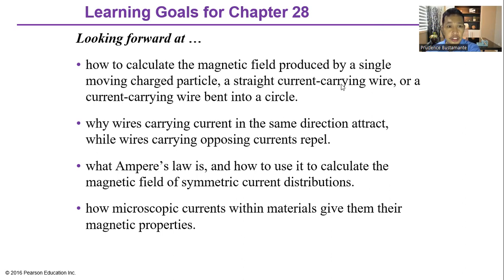A straight current-carrying wire, or a current-carrying wire bent into a circle. Why wires carrying current in the same direction attract while wires carrying opposite currents repel. What Ampere's law is and how to use it to calculate the magnetic field of a symmetric current distribution. How the microscopic currents within a material give them magnetic properties.